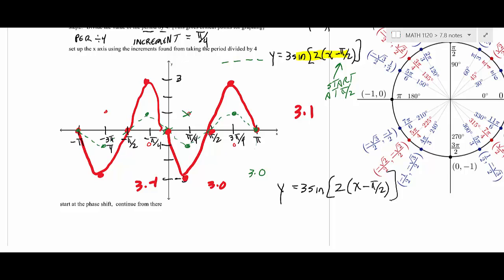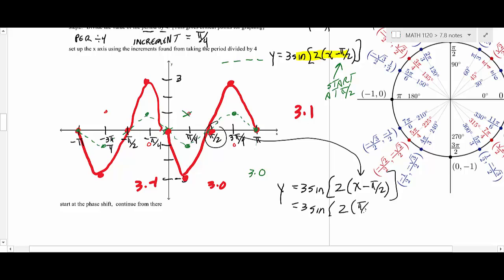I'm going to plug it in because that makes the arithmetic easier. Let's do this and see if this gives us the right point. If I just take that pi over 2 and plug it in, I'm getting 3 sine of 2 times pi over 2 minus pi over 2. I picked that point because it's so easy. Now, isn't this whole thing 0? So you would have 3 sine of 0.